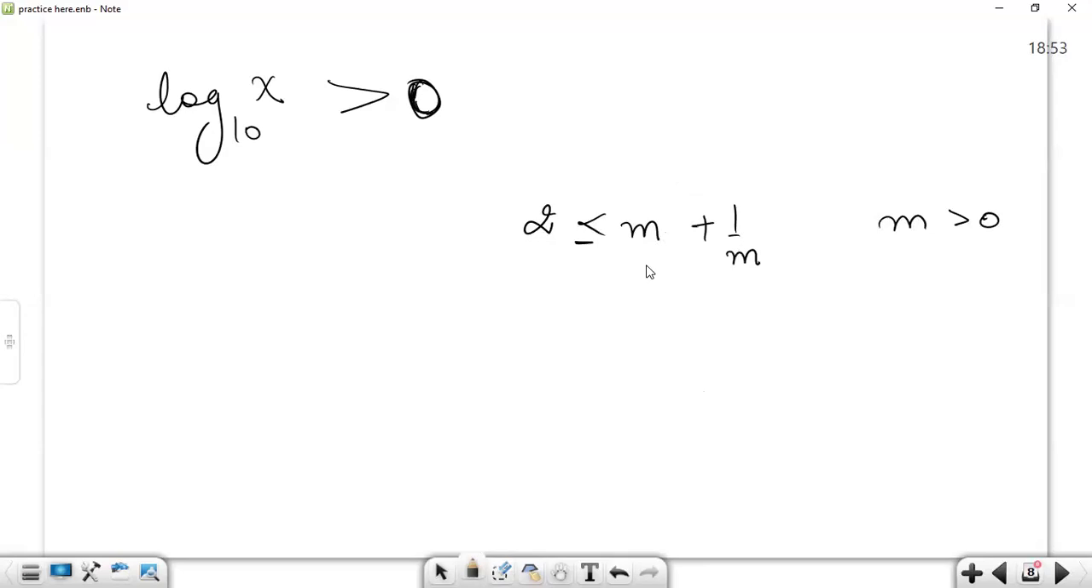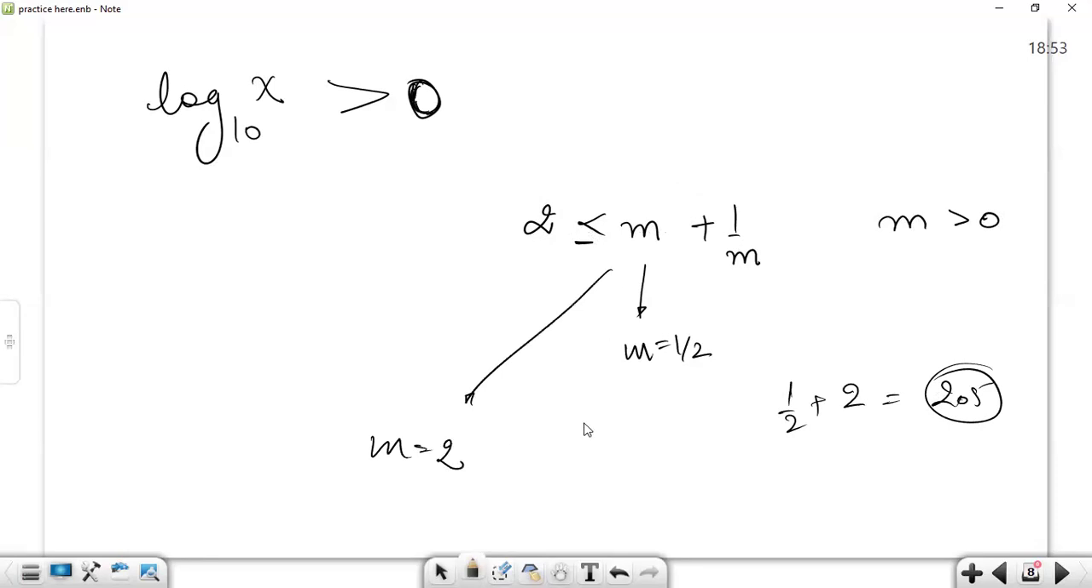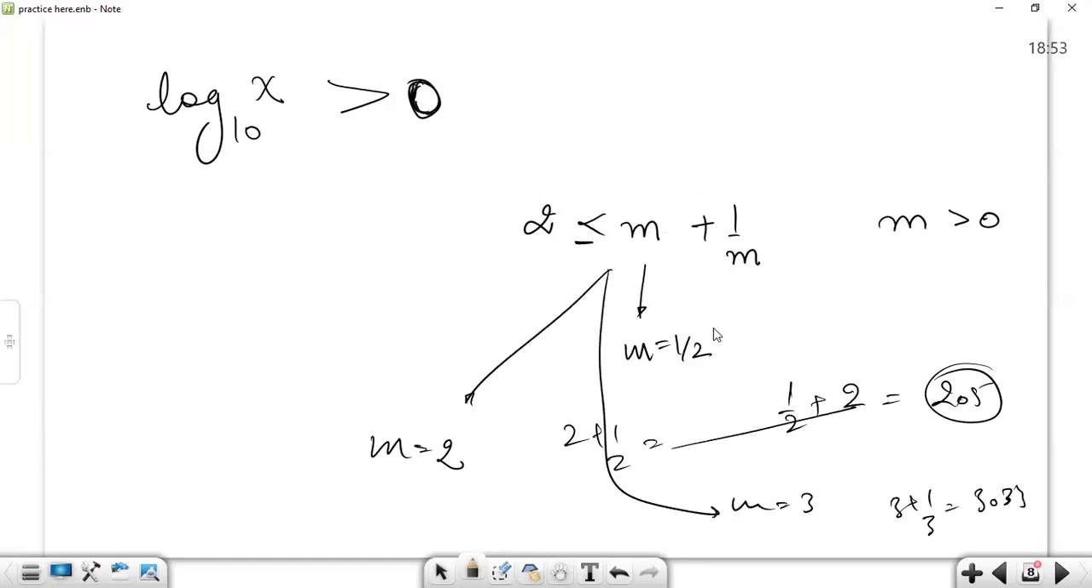Let's take any number. Let's take m equal to half. So this will be half plus 1 by half, which is half plus 2, so it will become 2.5, which is more than 2. If you take m equal to 2, so 2 plus 1 by 2, which is again 2.5. Let's take m equal to 3, 3 plus 1 by 3, which is 3.333, right? Which is still greater than 2. If you take m as 1, 1 plus 1 by 1, that is 1 plus 1, which is 2. It is the least value possible for this expression.